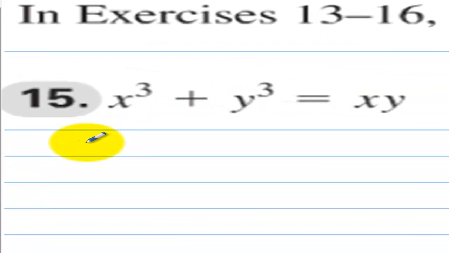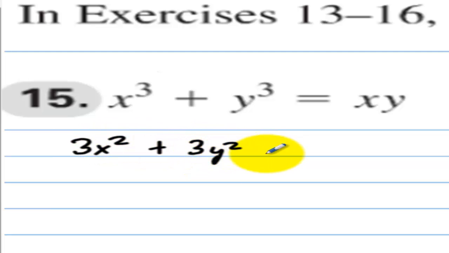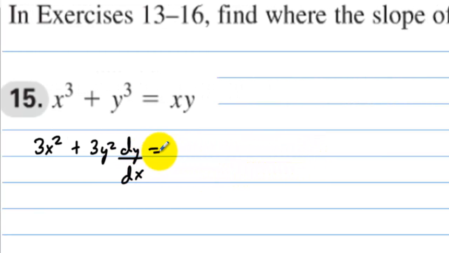We're going to do number 15 straight out of the book. We have 3x squared plus 3y squared dy/dx is equal to first times derivative of the second, and the derivative of the second is 1, but it's the derivative of y, so we have dy/dx, plus the second times the derivative of the first. Now let's subtract x over. We'll subtract the 3x squared over.